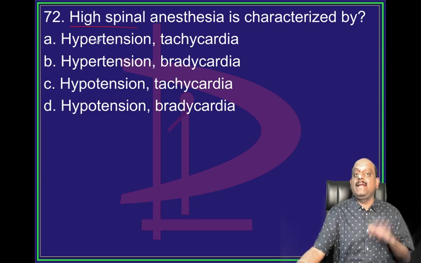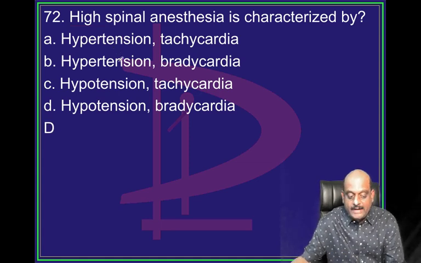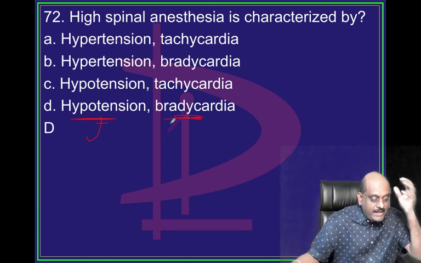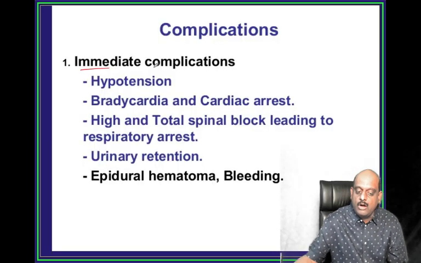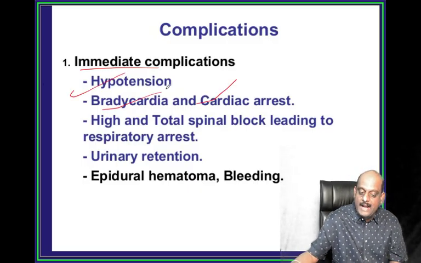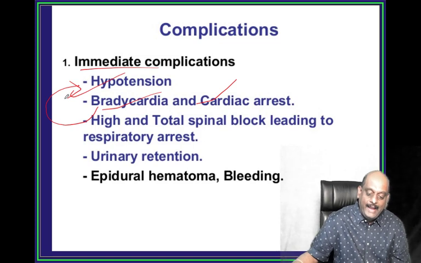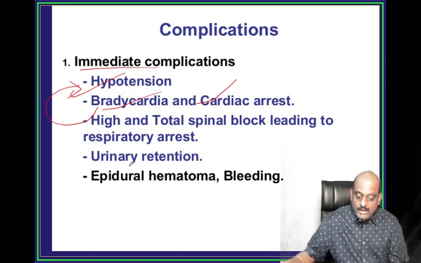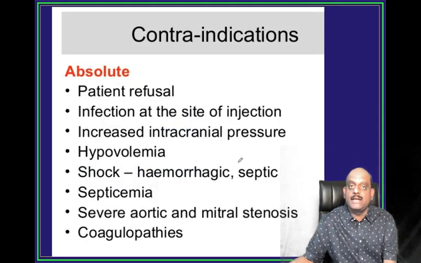Okay. High spinal anesthesia, what is it characterized by? It is characterized by hypotension, bradycardia. Generally our reflex thinking in exam will be hypertension, tachycardia, but it is hypotension, bradycardia. So what are the immediate complications of spinal anesthesia, doctor? Hypotension, cardiac arrest, bradycardia. That means bradycardia leads to hypotension. And respiratory arrest, then urinary retention, epidural hematoma, bleeding. You have to be very sure on all the complications.